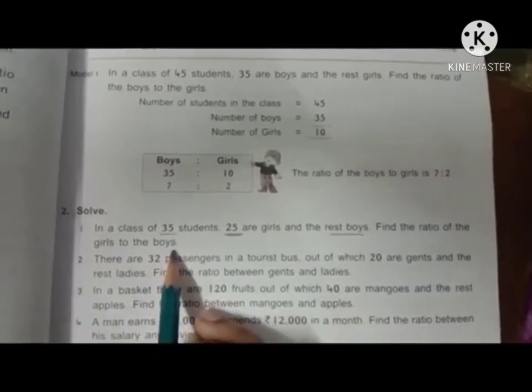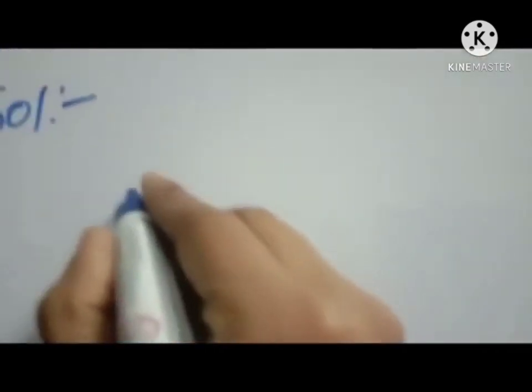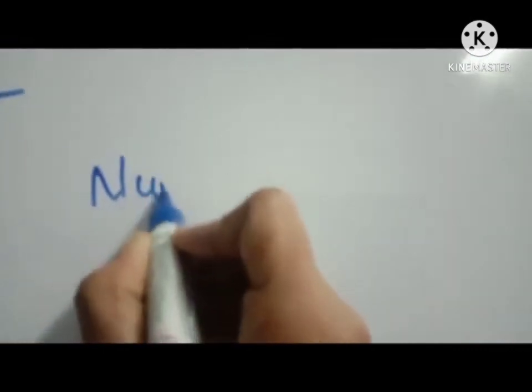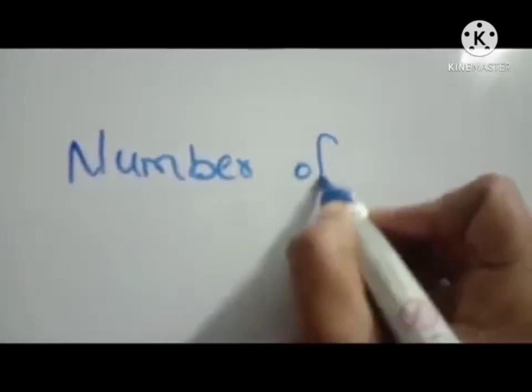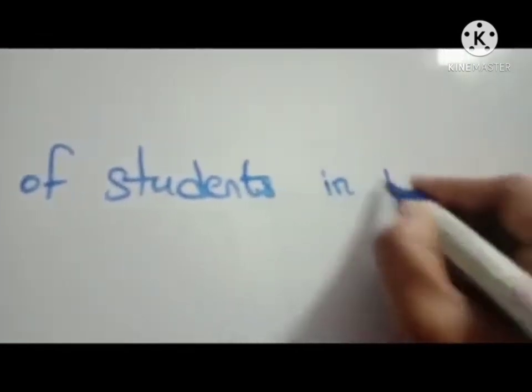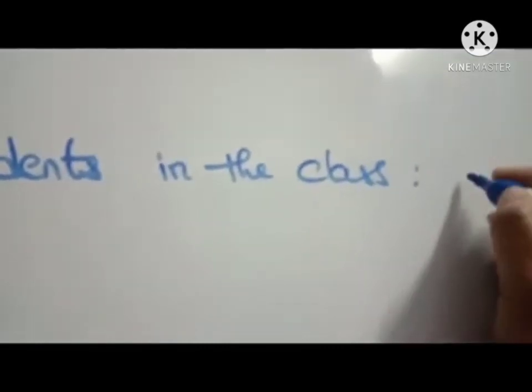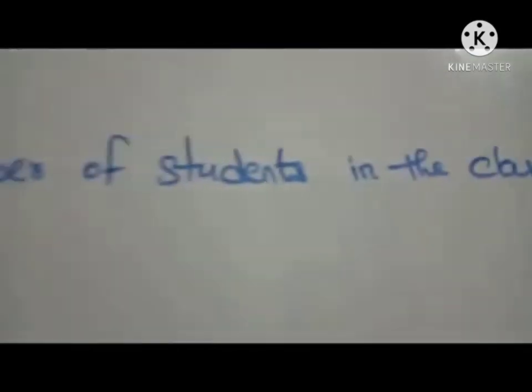Here what do we have to find out? Ratio of whom? Girls to the boys. Now see the solution. What is the question here? In a class of 35 students. How many students are there in the class? 35 students. First write that step. Number of students in the class. How many students are there? Yes, very good. 35 students are there in the class.